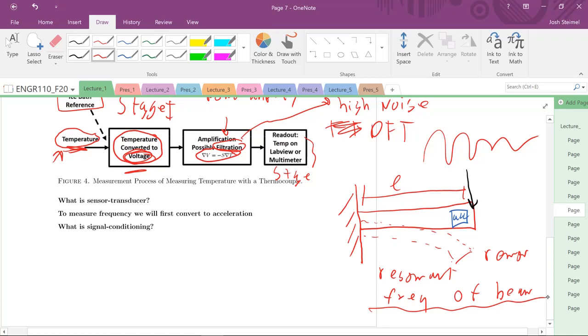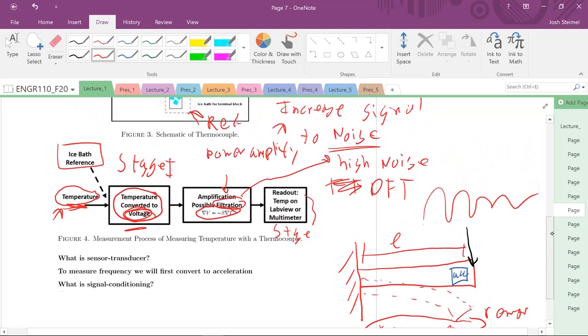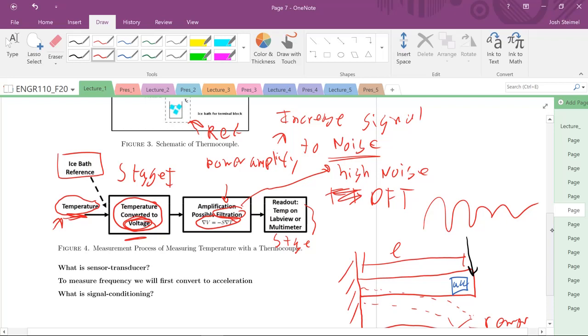So what is our measurand? What are we trying to measure in this experiment? Well, we're going to measure the resonant frequency of our beam. That's always our input. Oh, sorry. Going back slightly, I forgot about something.